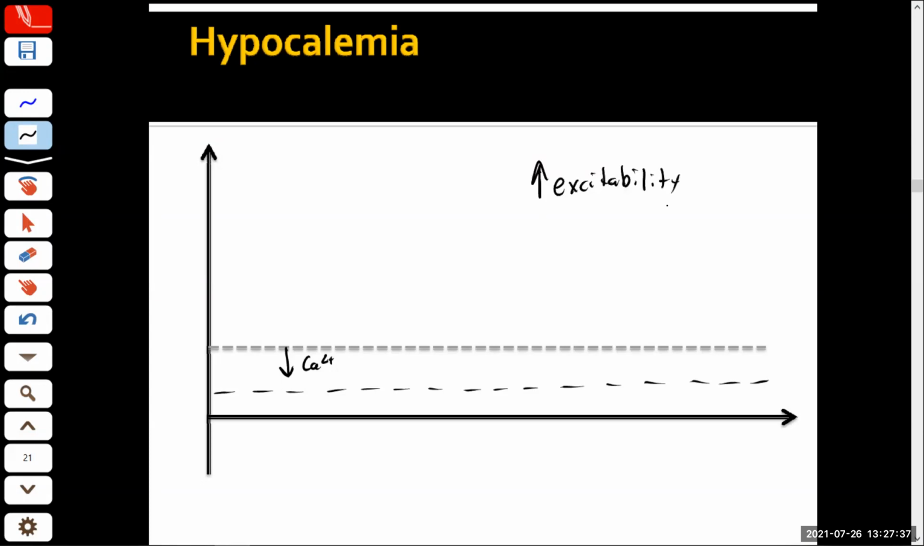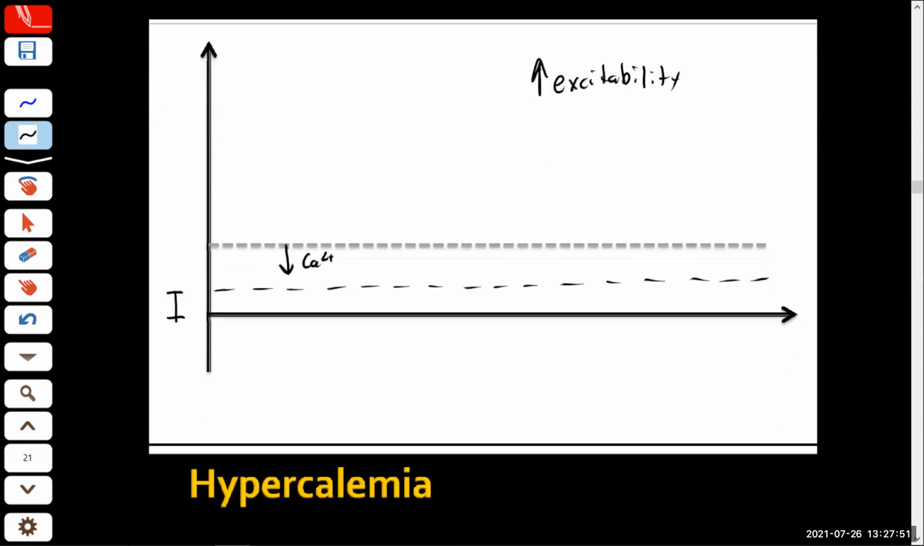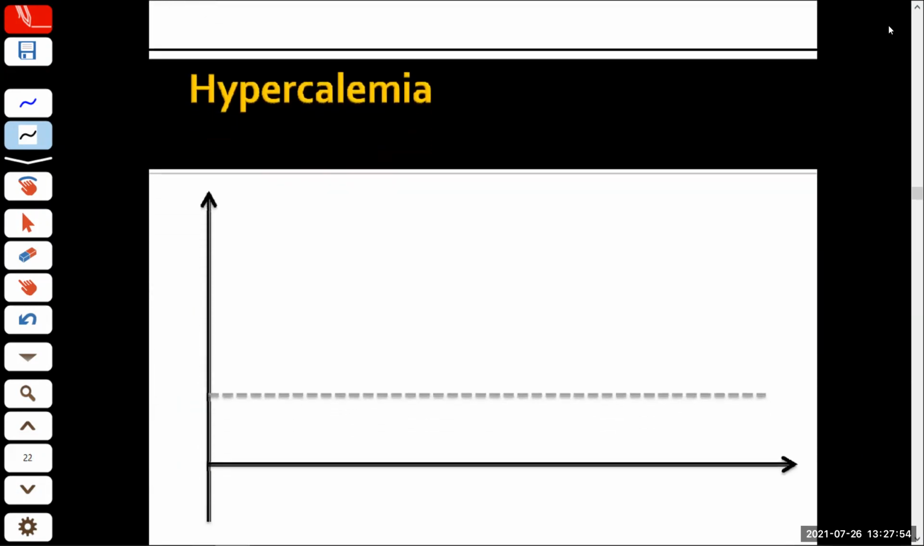Okay. Why? Because the new distance is so much shorter. You don't have to go the full 78%, you only need to do 50%. Hypercalcemia, we would raise the threshold. Therefore, what happens to excitability? Decreases. 78% to pass this class, I raise it to 98%. How stoked are you?